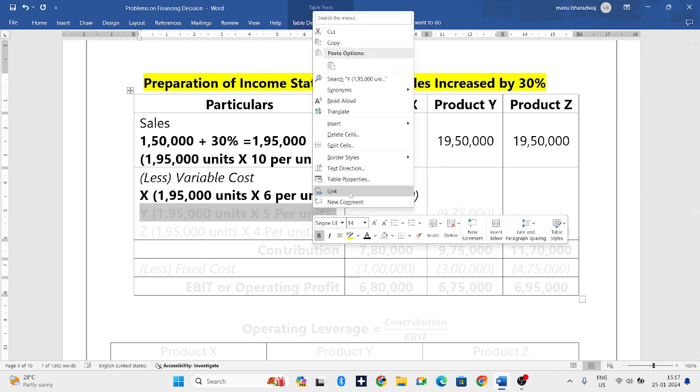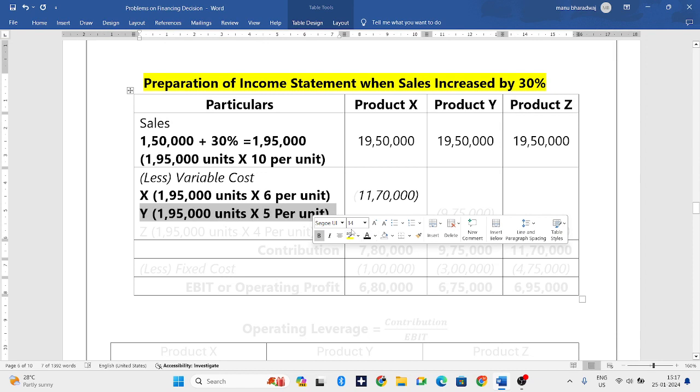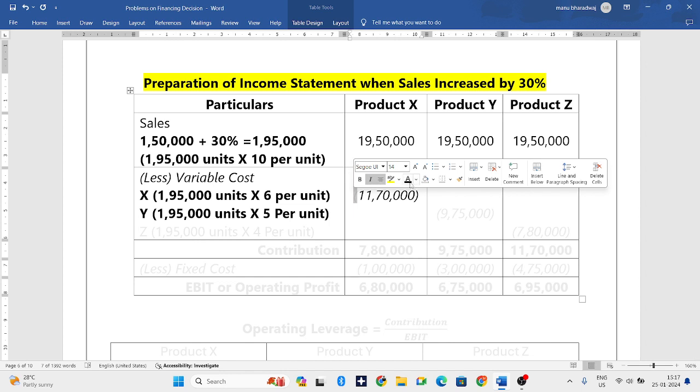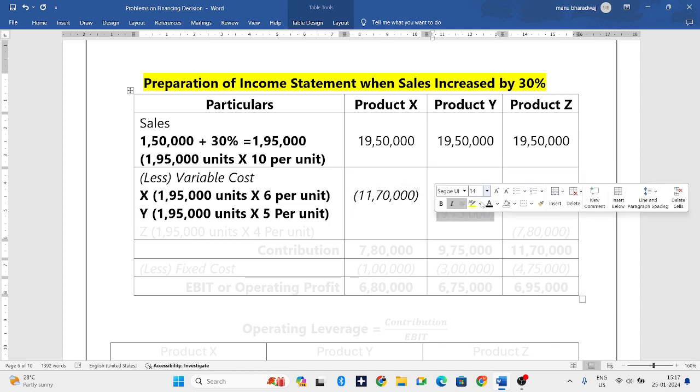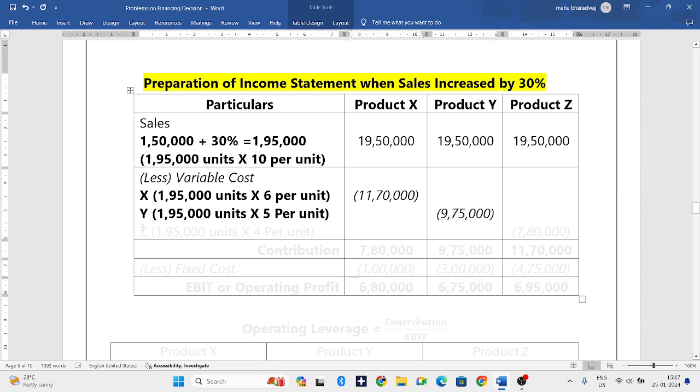Next, for Product Y: 1,95,000 units into 5 per unit. The question gives these values. So it will be 9,75,000. Next, Product Z.